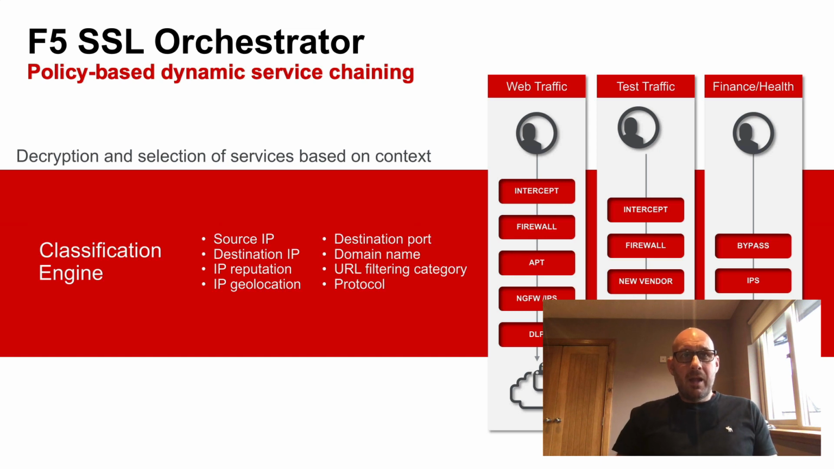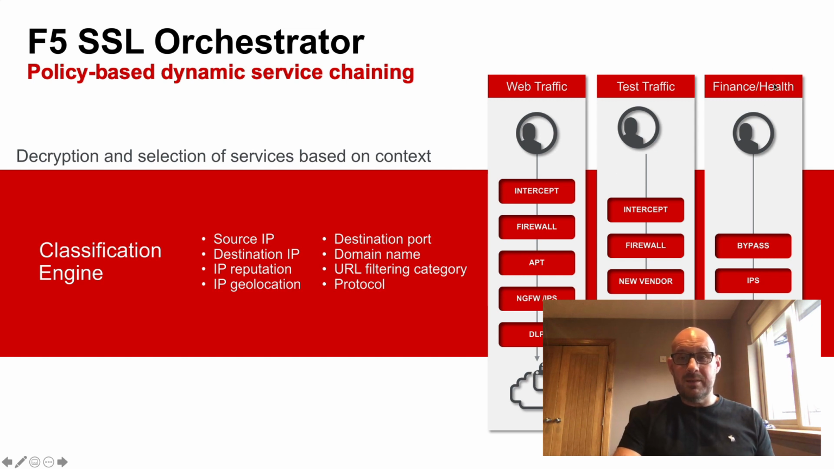So, I've mentioned dynamic service chaining a few times. What is it? It's probably best described by example. If we have a look at this web traffic here, the web traffic is intercepted, it's decrypted, it's passed to the firewall service, then it's passed to the advanced persistent threat service, then to the next gen firewall service, finally the DLP service before being re-encrypted and sent on its way.